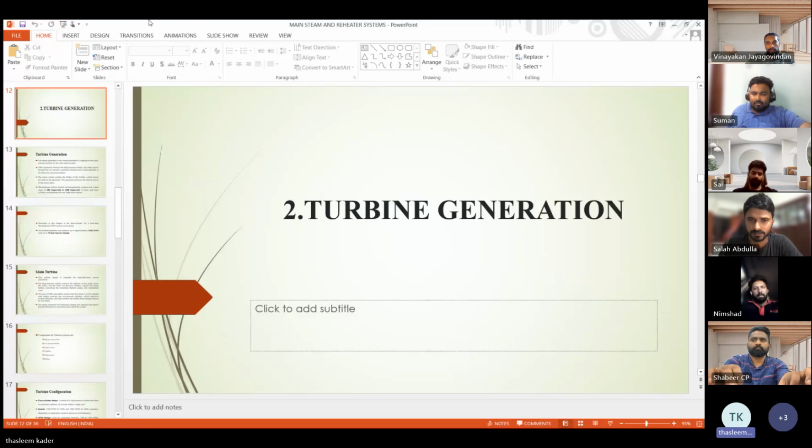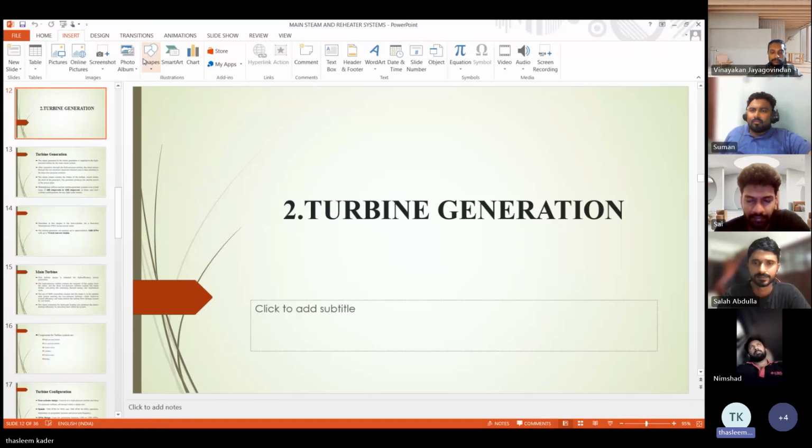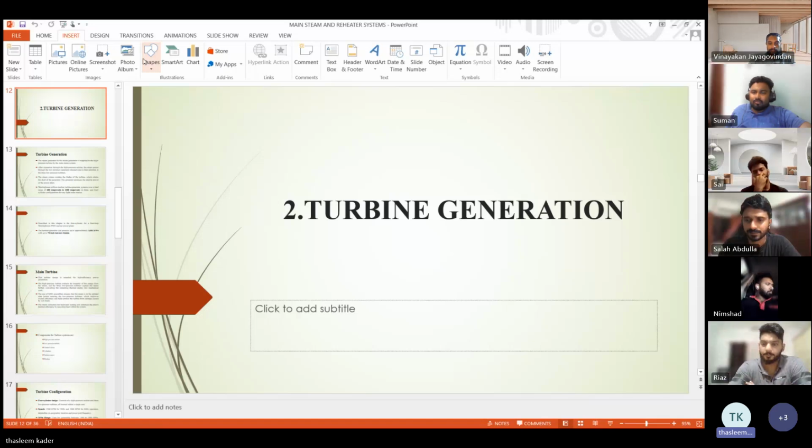Now we are going to discuss the turbine. What is a turbine, and what is the function of a turbine? A turbine is located in the turbine island, that is in the secondary loop. The principle of a turbine is converting thermal energy into mechanical energy. And then with the help of a generator, it converts mechanical energy to electrical energy, and electricity is produced. We already know that.